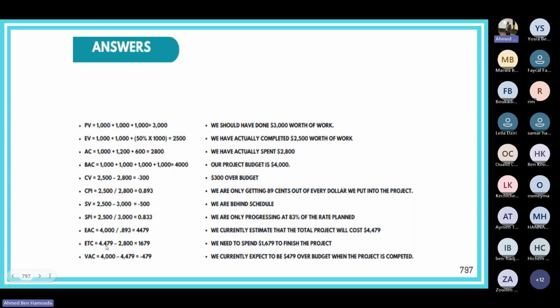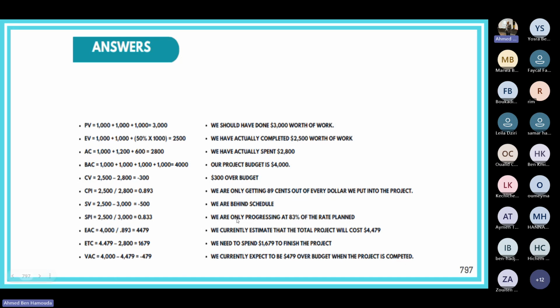So how much money do we need until the end of the project? That's the estimate to complete. So estimate at completion minus actual cost, 4,479 minus 2,800. So we still need $1,679 in order to finish the project. Therefore, the variance at completion, that's the original budget at completion minus the estimate at completion, 4,000 minus 4,479 equals minus $479. So we currently expect to be $479 over budget when the project is completed.